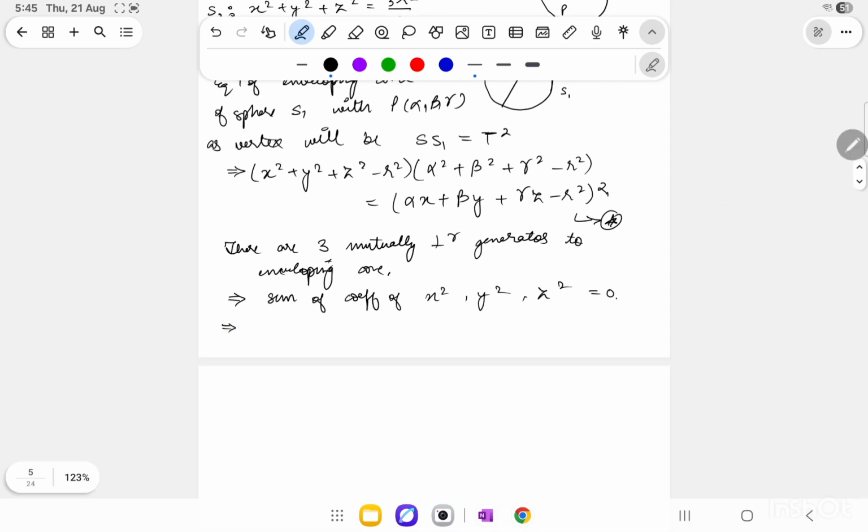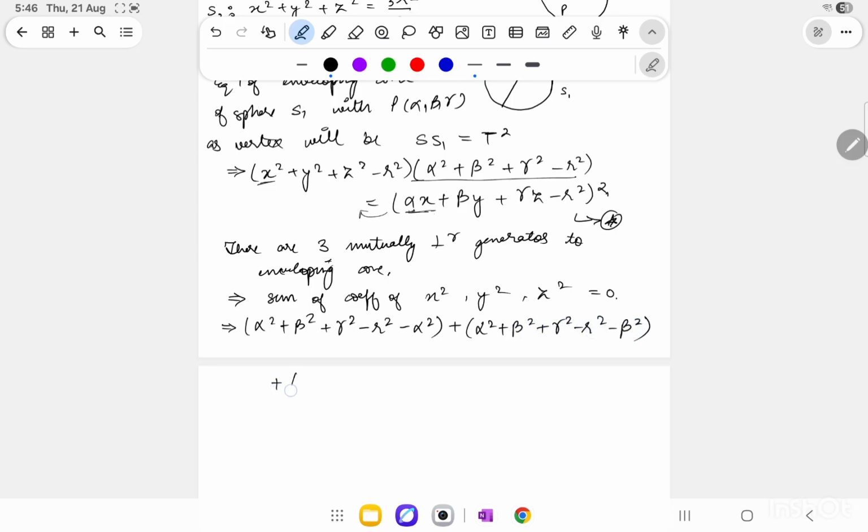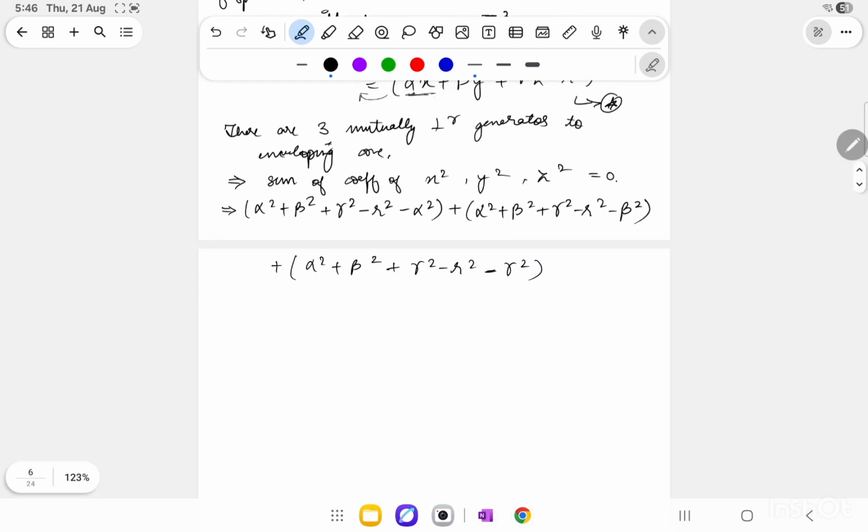So the coefficient of x square, if we compare, is alpha square plus beta square plus gamma square minus r square minus alpha square. Alpha square will be the coefficient on the right hand side, and if we take it on the left hand side, we get this as the coefficient of x square. Likewise, the coefficient of y square is alpha square plus beta square plus gamma square minus r square minus beta square, plus the coefficient of z square, which is alpha square plus beta square plus gamma square minus r square minus gamma square. So we are supposed to prove it equals 0.